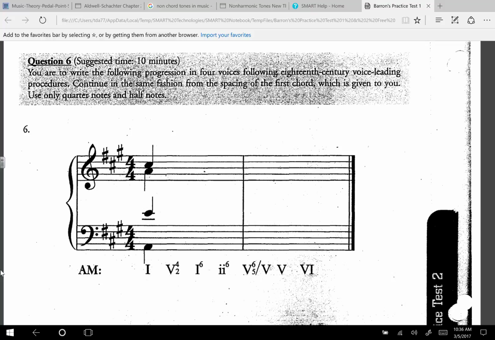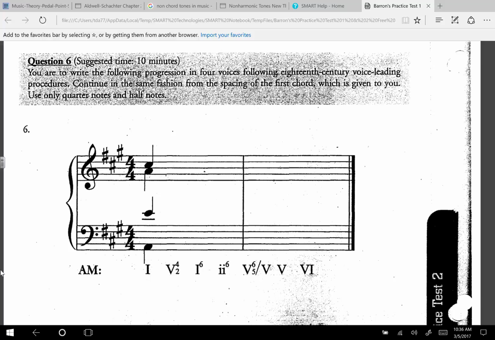Read the directions. You are to write the following progression in 4 voices following 18th century voice leading procedures. Continue in the same fashion from the spacing of the first chord, which is given to you. Use only quarter notes and half notes. So this progression is pretty straightforward, with a 1/7 chord in third inversion. You see that? That's the 5/4/2. Then we have one secondary dominant. That's the 5-6-5 of 5. And notice that it ends on a deceptive cadence.